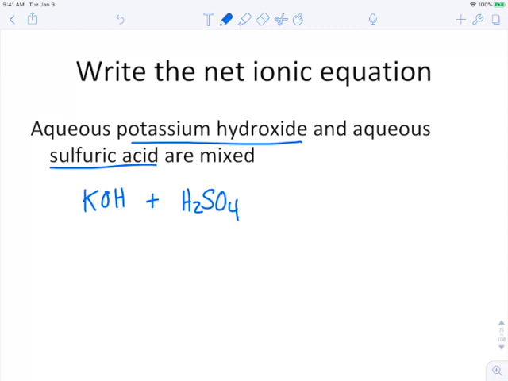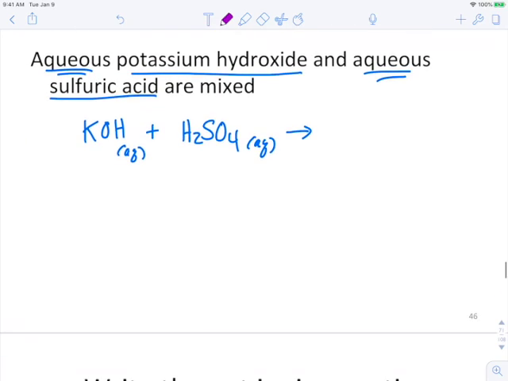Any questions on how we came up with our chemical formulas? No worries, it's hard to type fast. All right, so these were already told are aqueous, so I'll go ahead and write aqueous here. Next up, we've got to come up with our products. So we're going to do our double replacement, also known as double displacement. So I'm going to write out my K+, OH-, H+, and SO4 2-.